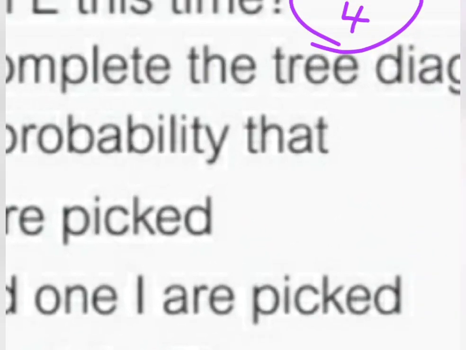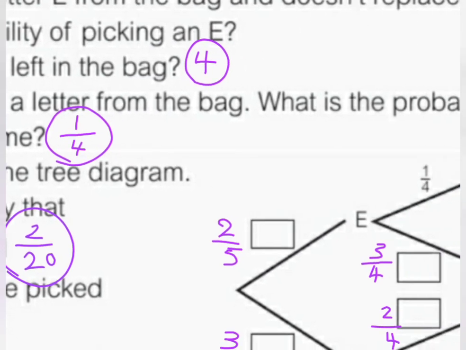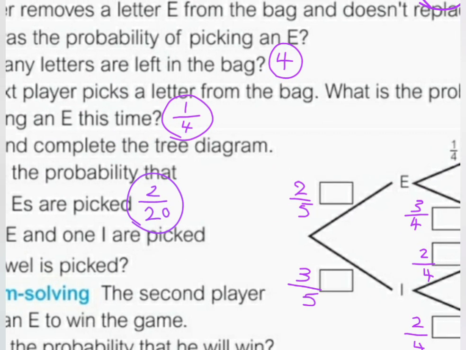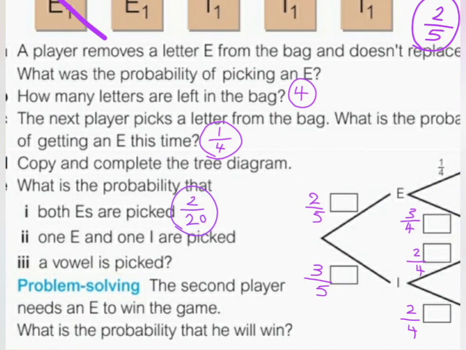Let's write it here. Both E's are picked, 2 out of 20. And we understand how we answered this. We just followed the line of picking E's, the first E and the second E. We took the probabilities, we multiplied them. Very good. Now the second one says 1 E and 1 I are picked.